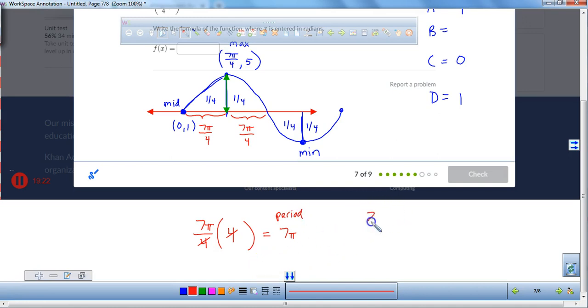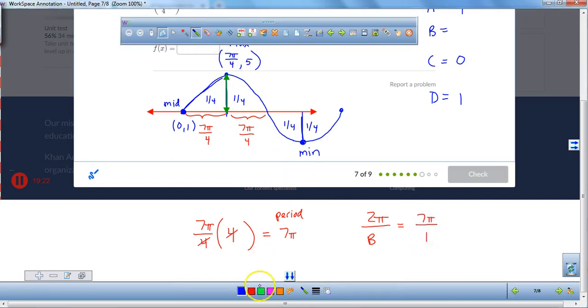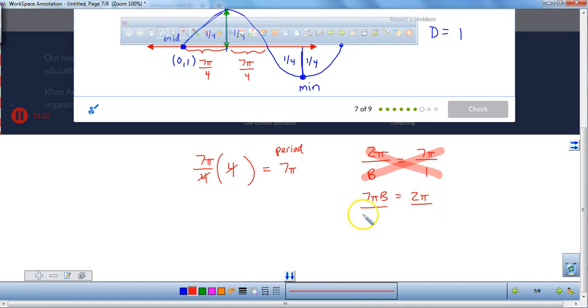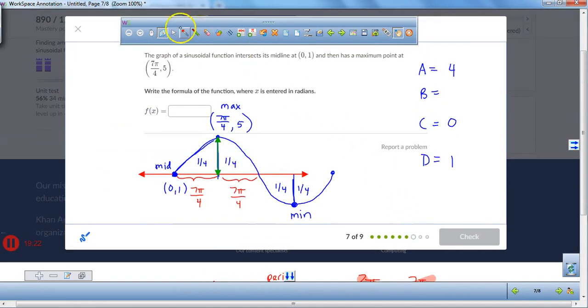So now we're going to use the formula that we talked about. 2 pi over B is equal to the length of our period, which happens to be 7 pi over 1. Do a little cross multiplication. 7 pi B equals 2 pi. And then all we have to do is divide both sides by 7 pi. And B equals 2 sevenths, which is the last piece of information that we needed to build our function.